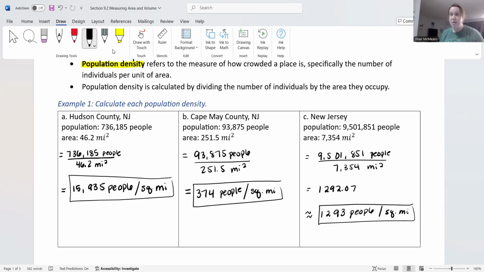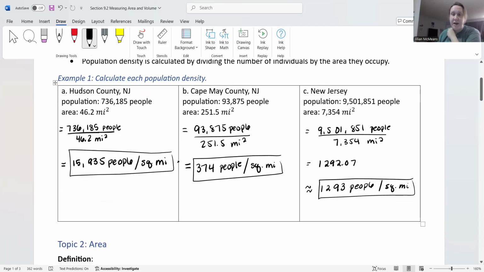And for the entire state, we have pockets that are super, super densely populated. We have other parts that are much less densely populated. But if we took all the people in New Jersey and evenly distributed them throughout the whole 7,354 square miles, we would have not quite 1,300 people per square mile. All right. So that is population density. We talk about it now because it kind of goes into this idea of land area, which is going to be the next topic that we talk about.